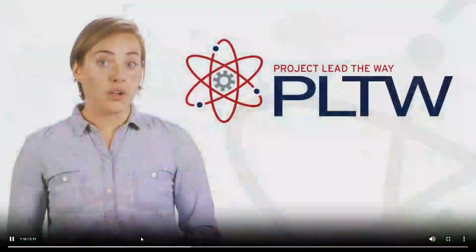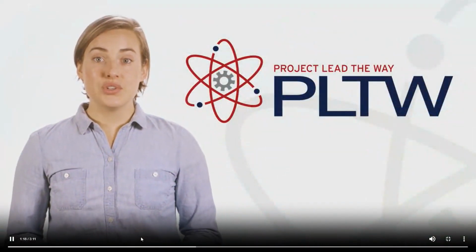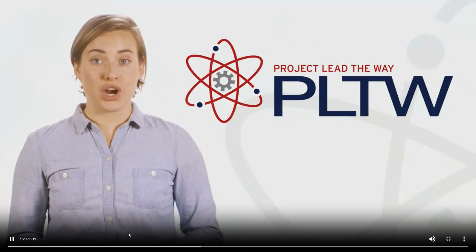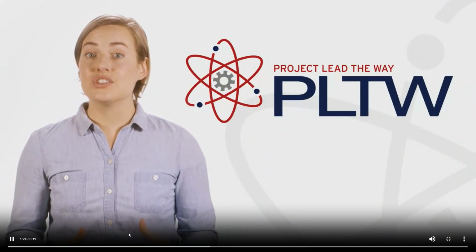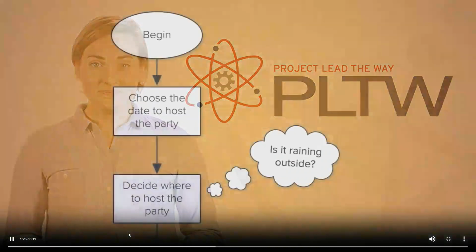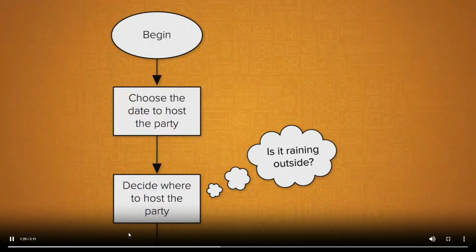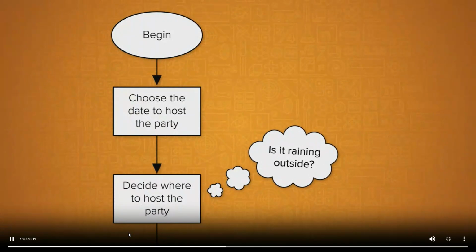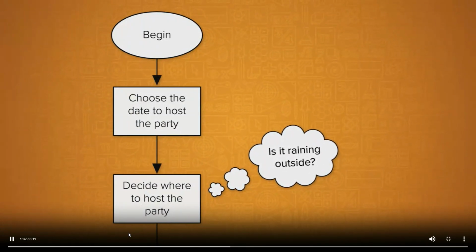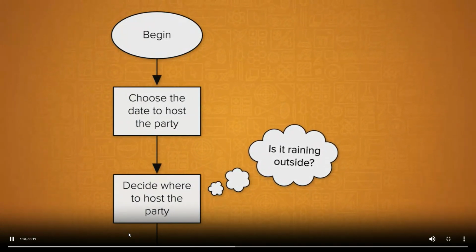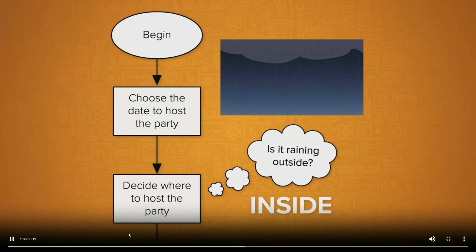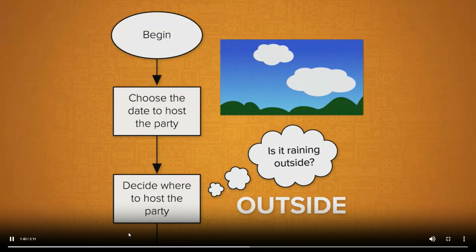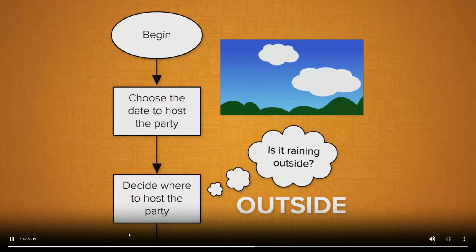Just like linear algorithms, algorithms with conditional statements can be shown in a flowchart. Let's look again at the birthday party flowchart and add our conditional statement about rain. In order to determine whether the party should be inside or outside, the condition to check is whether or not it's raining. If the answer is yes, it's raining, then you should have the party inside. If the answer is no, it's not raining, then you can have the party outside.